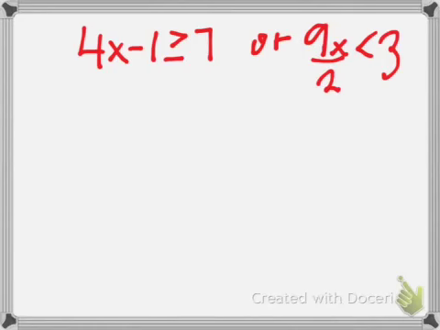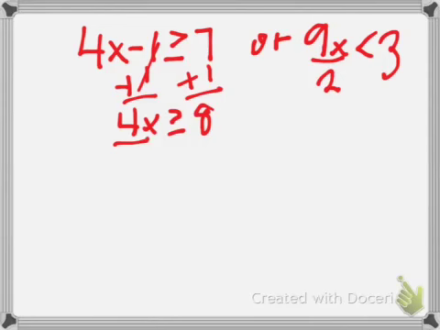Okay, so to solve this, you would add 1. 4x is greater than or equal to 8. Divide both sides by 4. We're not dividing by a negative. So x is greater than or equal to 2.